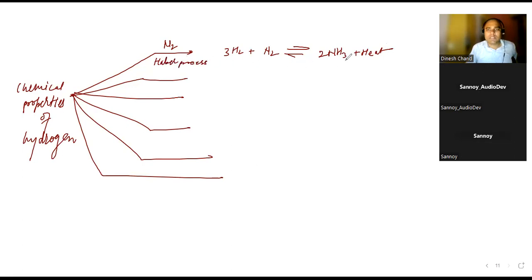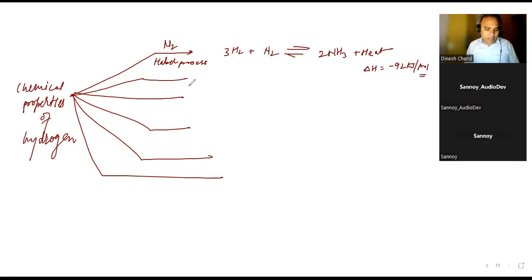Yes, sir. Haber process for production of the ammonia. This is the most important compound for the production of ammonia. How much heat is liberated? If you talk about delta H, it is equal to minus 92 kilojoule per mole. This much of heat is liberated. Okay. Now, that is the first reaction.